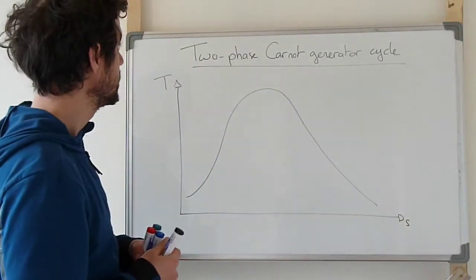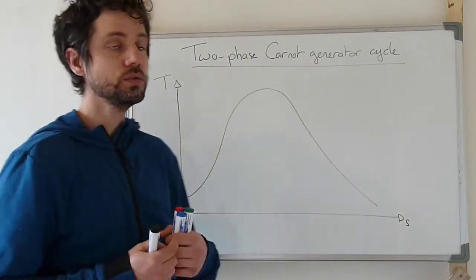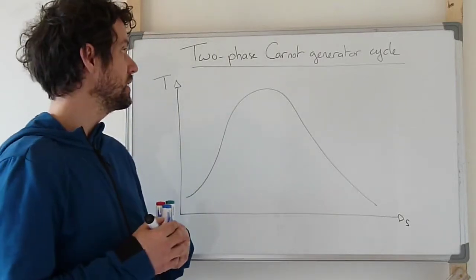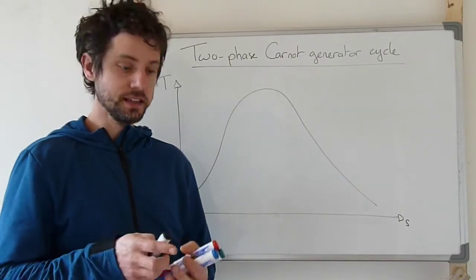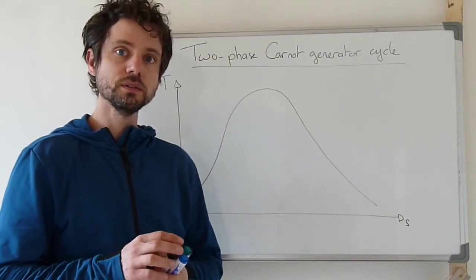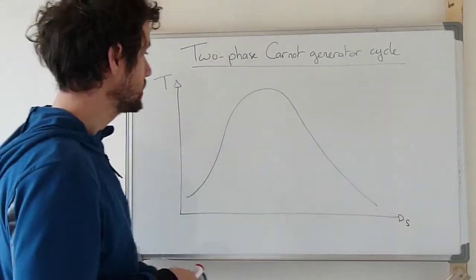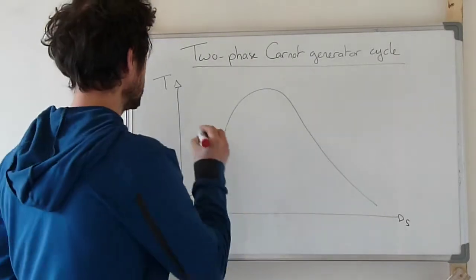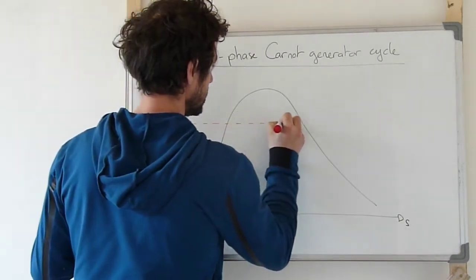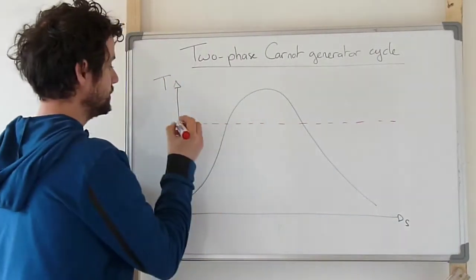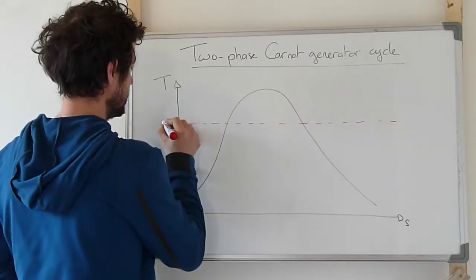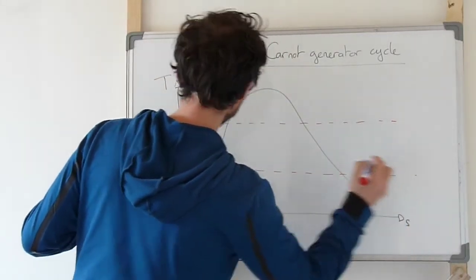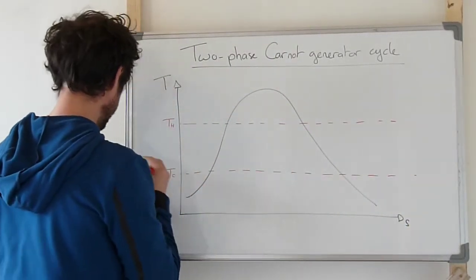So here I will show how we can try to approach the Carnot generator cycle by showing this cycle in a TS diagram inside the two-phase zone of a pure fluid. So first thing we can note are the temperatures of the sources. The Carnot cycle is defined by the temperature of the hot source and the temperature of the cold source, TC.